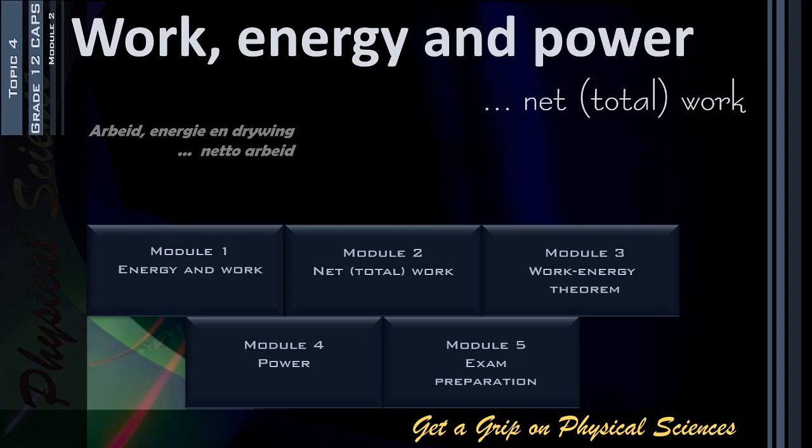In the first module, we looked at energy that you've done in grade 10, and then we also looked at the new definition of work and how to use that definition in order to solve work problems.